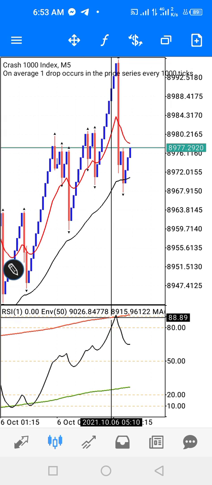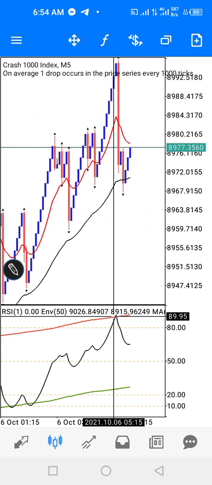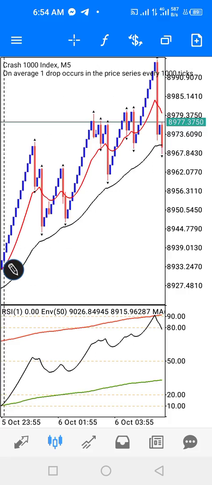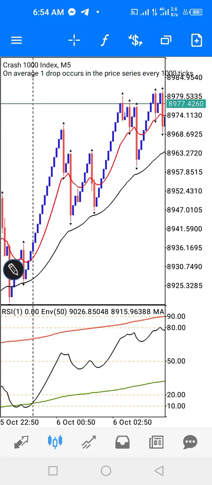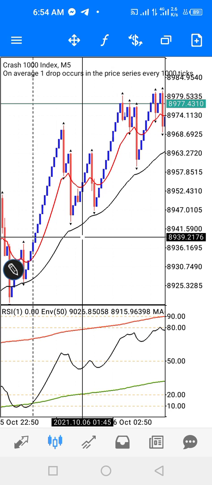You have your envelope here at the 90 level, and the moving average is also at the 90 level. So you have this spike here. And if you are using it for the reversal, the same thing is still applicable to it. You can see it here.